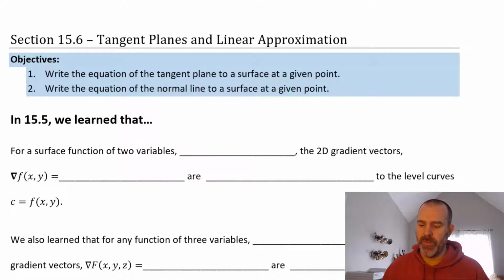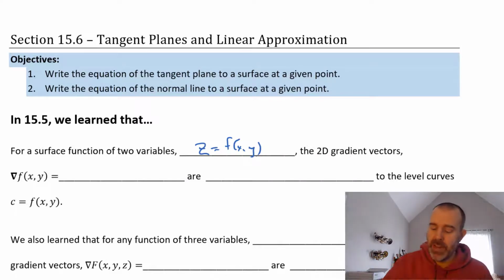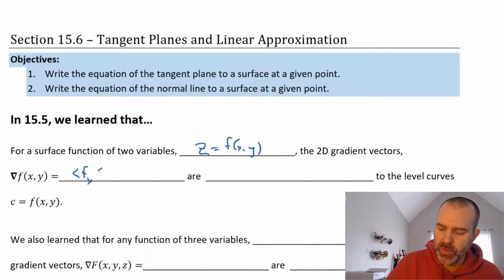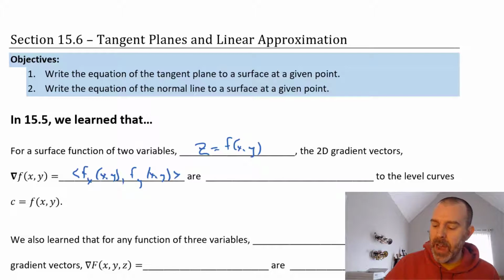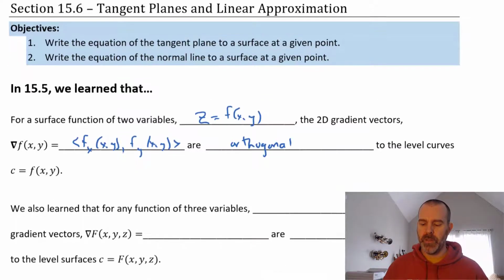So let's start here. From 15.5, we learned for a function of two variables, say z equals f of x, y, the 2D gradient vectors, which are the partial derivative with respect to x and the partial derivative with respect to y, are orthogonal, perpendicular to all the level curves in 2 dimensions.